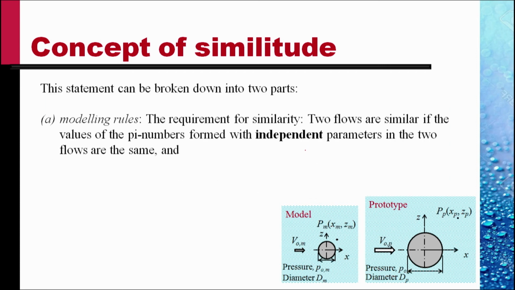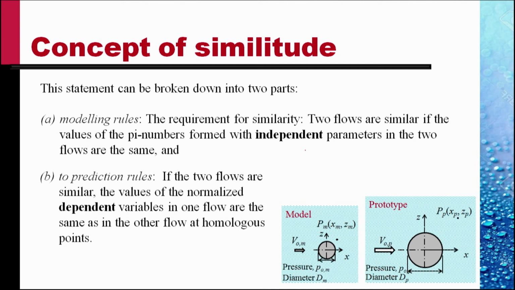This statement can be broken down in two parts. Part 1, as I said before, is the modeling rules. These are the requirements for similarity. Two flows are similar if the values of the pi numbers formed with the independent parameters in the two flows are the same. And the second part, the prediction rules.